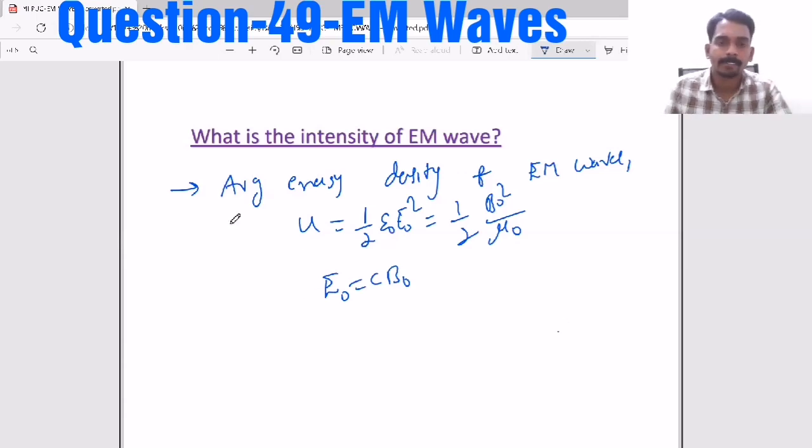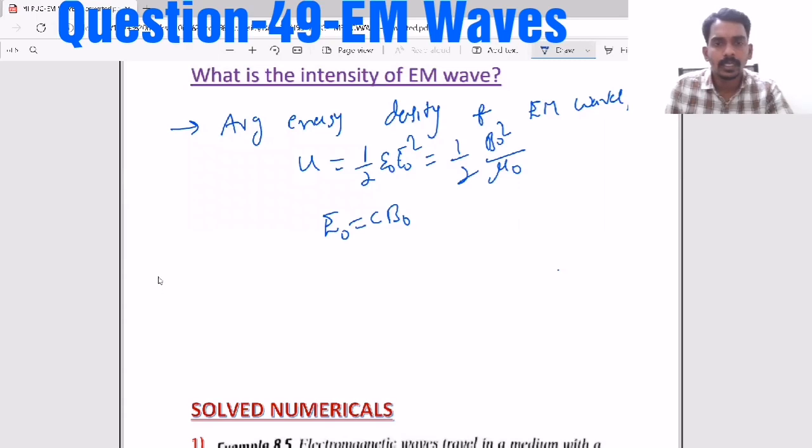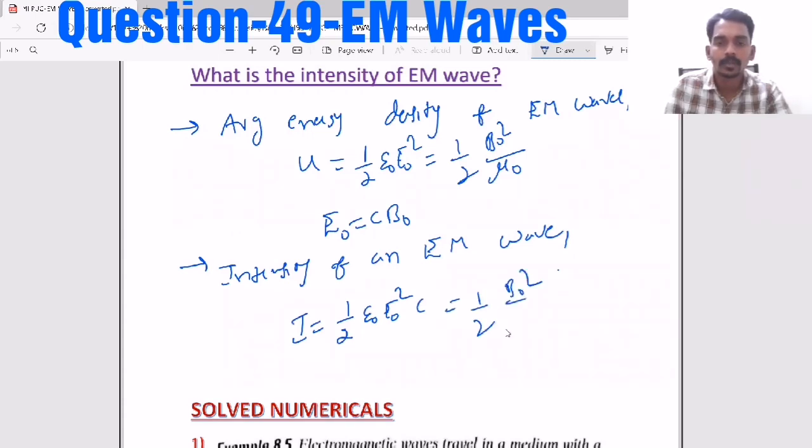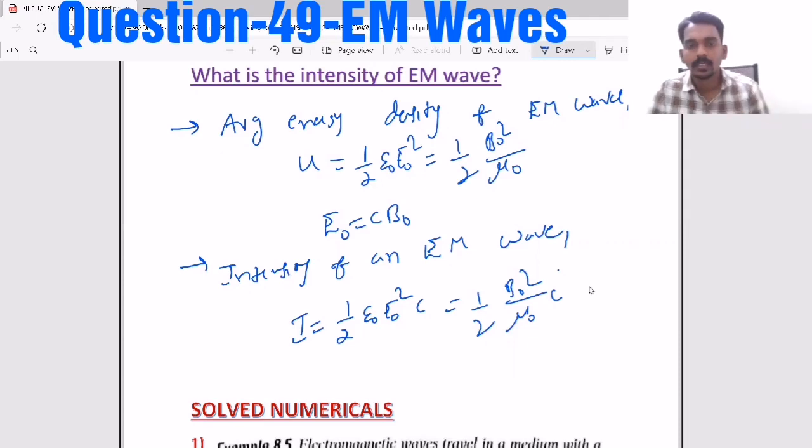Now, similarly, the intensity of an electromagnetic wave. So intensity is nothing but power per unit area. That intensity is given by half epsilon naught E naught square into C, or half B naught square by mu naught into C. This is the intensity of an electromagnetic wave. So based on this they can ask questions.